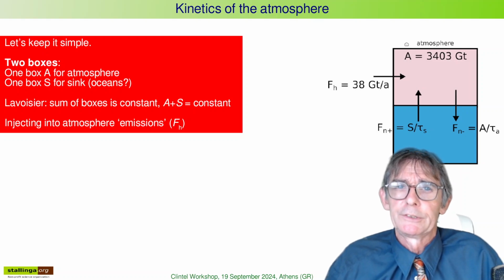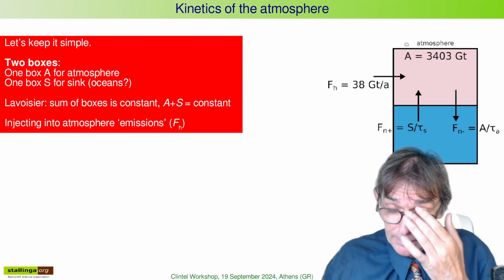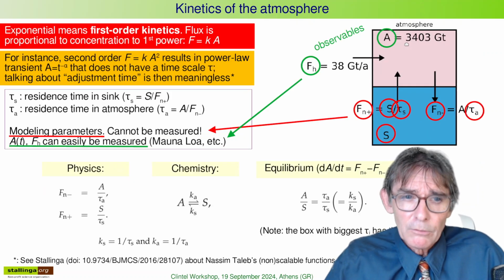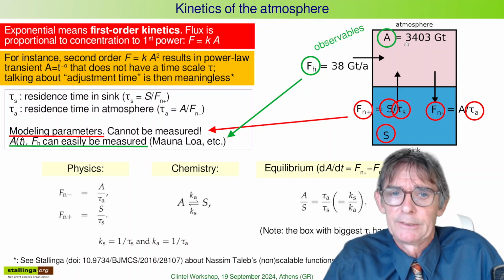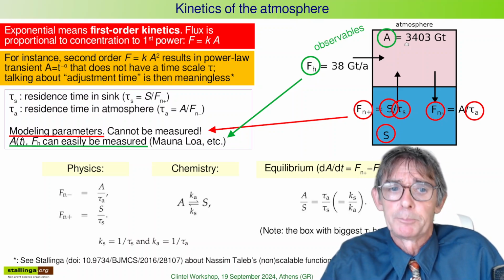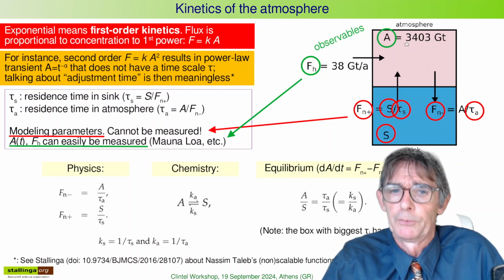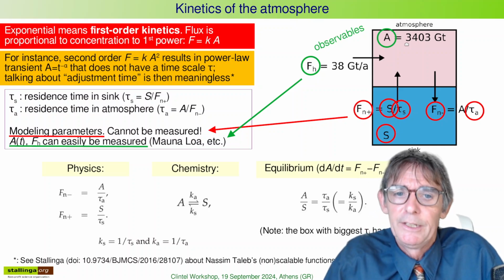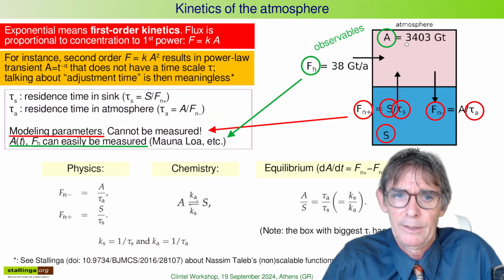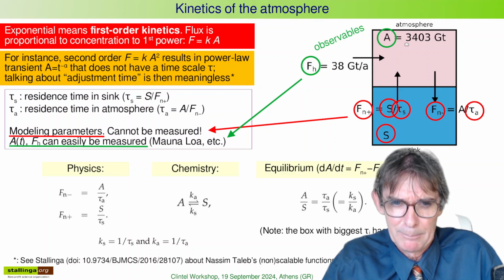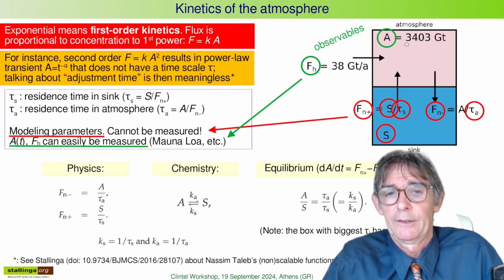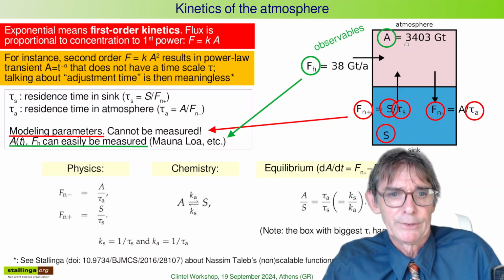So we have a two-box system that is then following first order kinetics. First order means exponential kinetics. Those are synonyms. The flux is proportional to the concentration to the first power. F is K times A. That is how much is leaving the atmosphere every year. And this K is then the kinetic constant from chemistry as we know it. That is just another jargon, but that is the kinetic theory of chemistry.